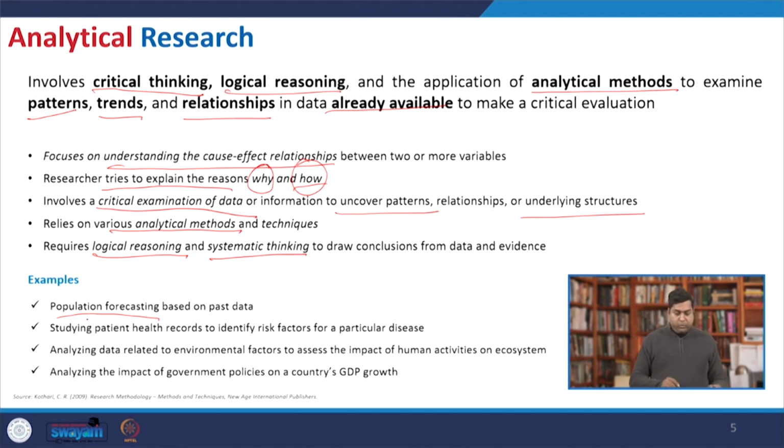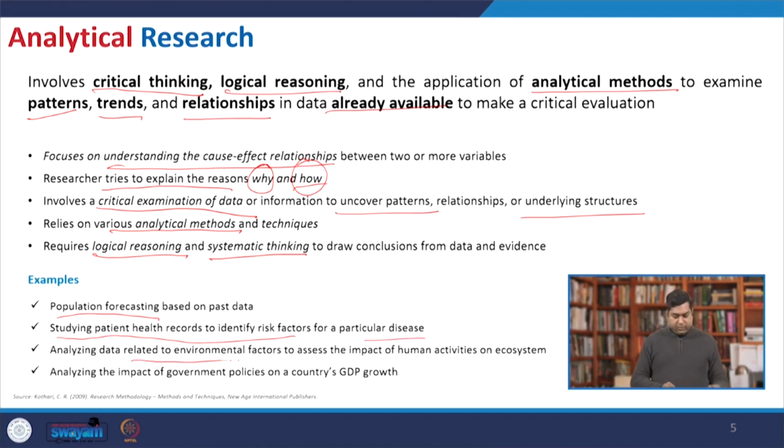Now I have already told you about the example of population forecasting. Then, for example, studying patient health records to identify risk factors for a particular disease. As I already mentioned, even if you go to a doctor, before prescribing the medicine, a doctor always asks you whether you have any allergy to any such kind of drugs, or whether there is any past record. Nowadays it is very common, like diabetes, and there is a correlation, like whether anyone in your family had that particular problem. So the record checking and analyzing that is also part of this.